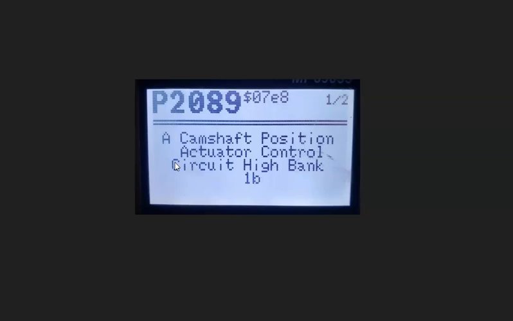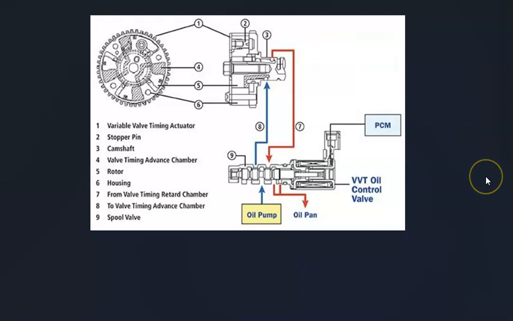But what is this Kia P2089 code? Well, it's an A camshaft position actuator control circuit high, bank 1B. And so what does this all mean? Basically, most vehicles nowadays have what's called variable valve timing. And this is a good system. It can adjust the timing while the engine's running, so the engine can get more horsepower, better gas mileage, and things like this. But when you get this P2089 code, the computer's seeing some kind of problem inside the system, so it's going to have to be diagnosed to figure it out.